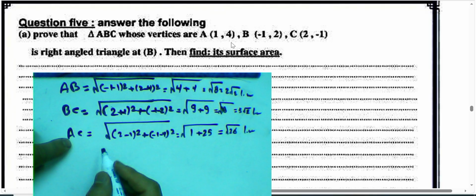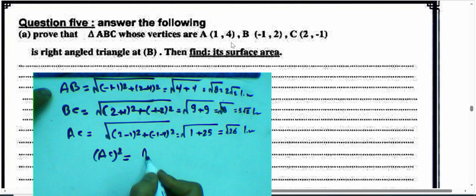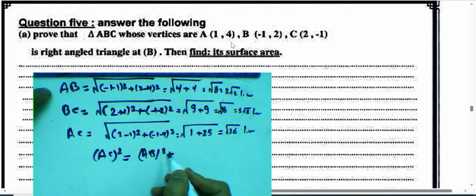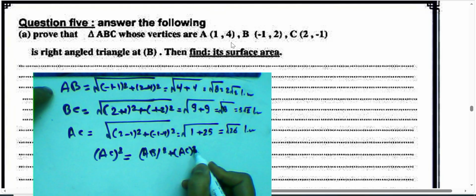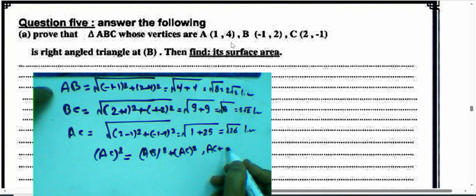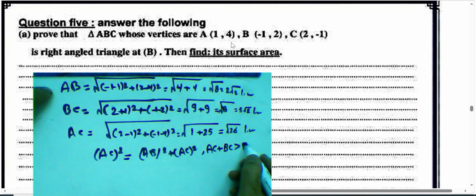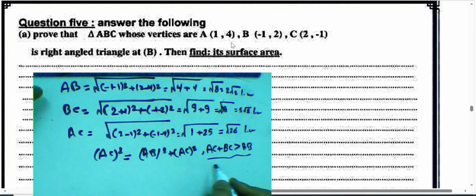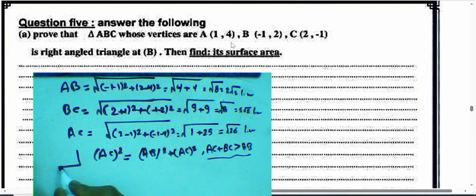Then EC power 2 equivalent to AP power 2 plus EC power 2. And also we have EC plus BC is greater than AP. Then we have 3 points, vertices of triangle. Then we have also a right angle triangle at P, because EC here will be the hypotenuse.